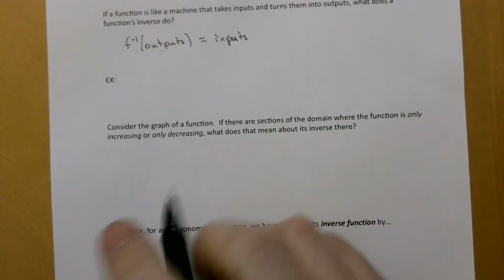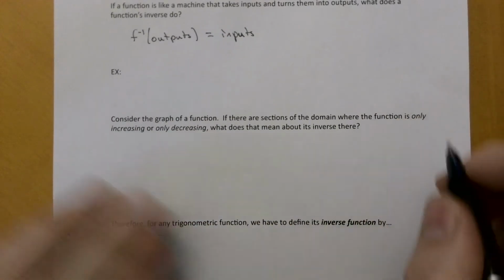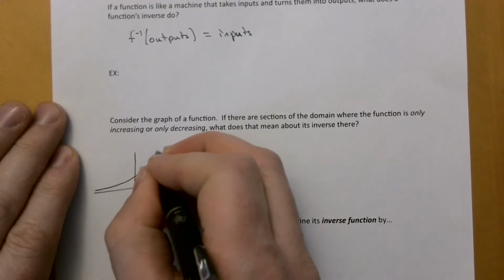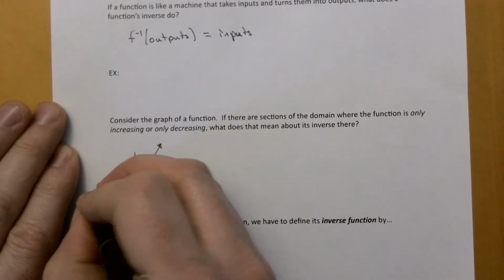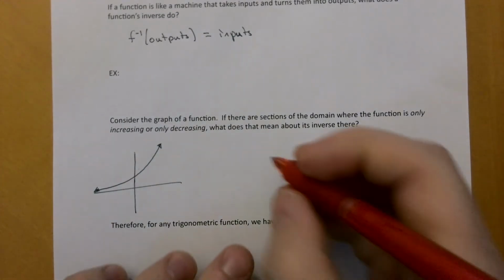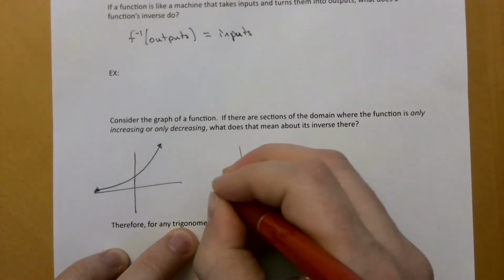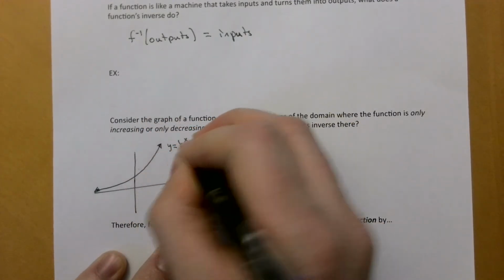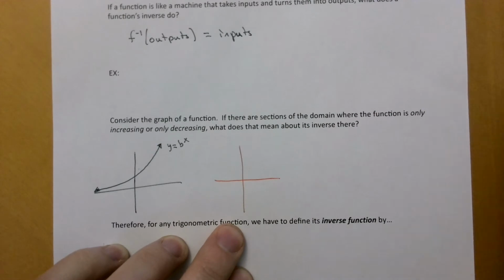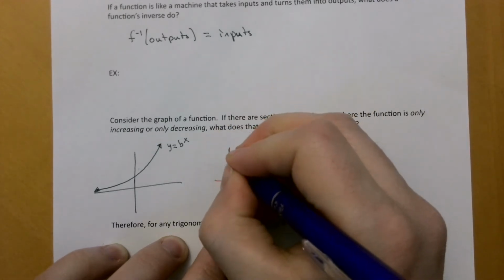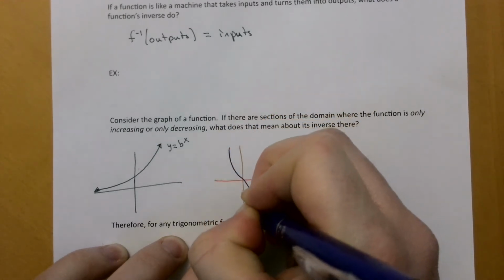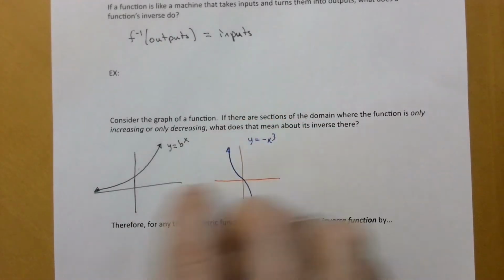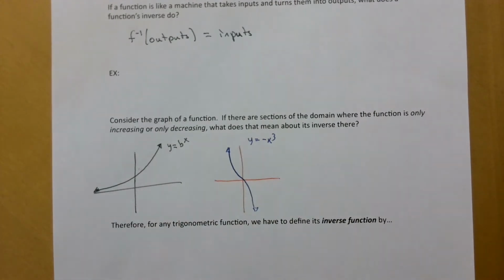All right, so consider a graph of a function. If there are sections of the domain where the function is only increasing, I'll give you a nice example. It's an exponential growth function. Or only decreasing, I'll give you another nice example. So this is, let's call this y equals b to the x, where b is some number. And then this one is the fantastic negative cubic, y equals negative x cubed. So that's decreasing everywhere. This is increasing everywhere. What does it mean about its inverse?